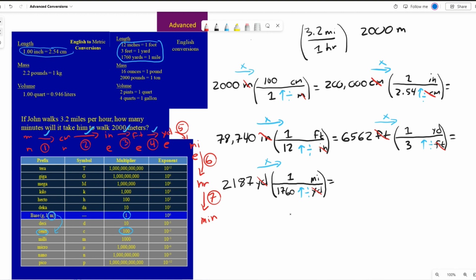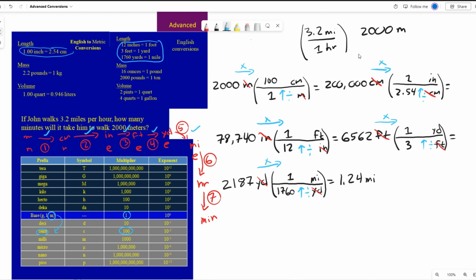So we take 2,187 yards and we multiply it by 1 and then divide by 1,760 yards. And that'll give us 1.24 miles. So 1.24 miles is if we convert 2,000 meters into miles. So that's how long he walked. Now we're going to use this conversion up here, 3.2 miles per hour, to convert his length into a time.